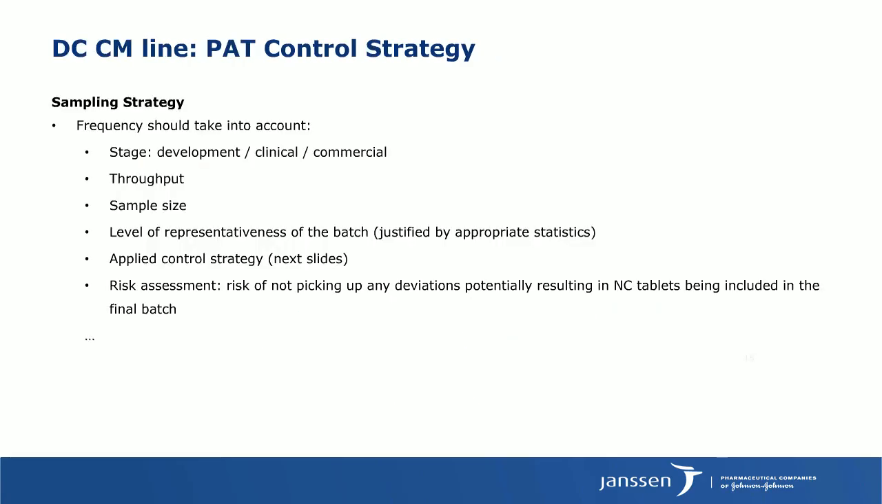So, the sampling frequency itself. What should we take into account? Where are we in our product? Are we in development, clinical or commercial product? What is the actual throughput? What is the sample size that we want to achieve? What is the level of representativeness of the batch? What is the applied control strategy, etc.? And what is the risk assessment? And risk assessment is always performed by taking into account what is the risk if there is a deviation and we are not picking this up in the final batch.